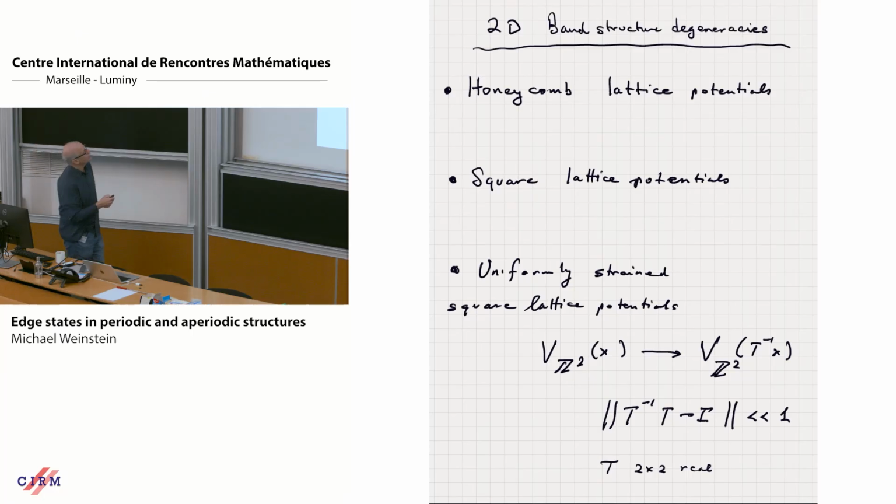Okay, two dimensions. So band structures in two dimensions. My examples will be the honeycomb lattice, square lattice potentials, and then a square lattice potential which is strained in some uniform fashion, where here T is a constant 2 by 2 real matrix, which is not orthogonal. If it were orthogonal, I would just rotate the lattice, but you could think of this as some kind of a small strain of the medium.